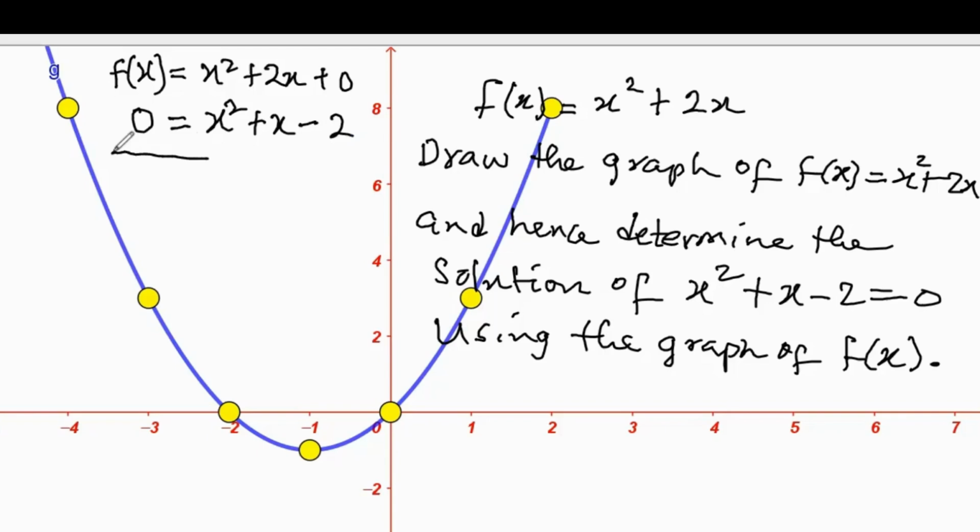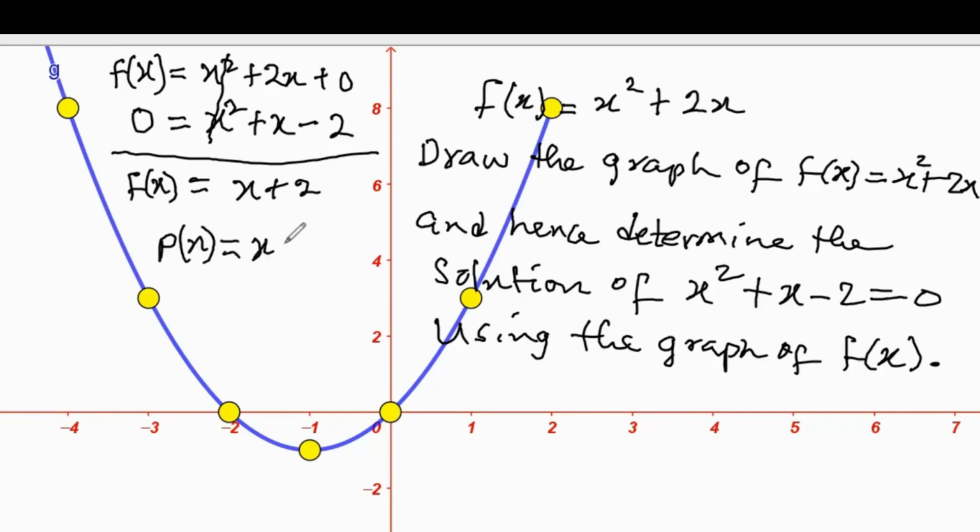So we are going to subtract now. So here, f of x minus 0 will give us f of x, right? So under subtraction, this part will go, it will become 0. x squared minus x squared is 0. This part is 2x minus x, we have x. So this constant is 0 minus 2, that is 0 minus negative 2 will give us a positive 2. So we have this, okay? So this is a new function which we might decide to call, okay, let's call this function p of x, which is x plus 2.